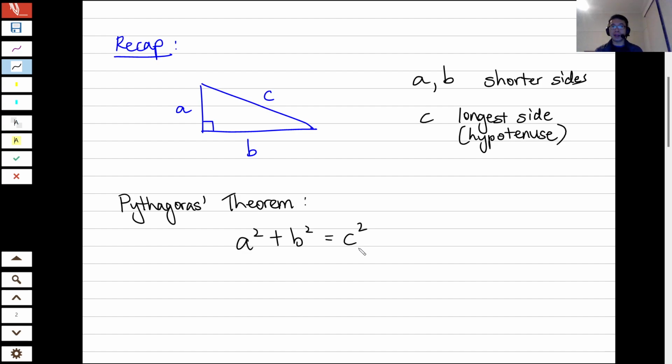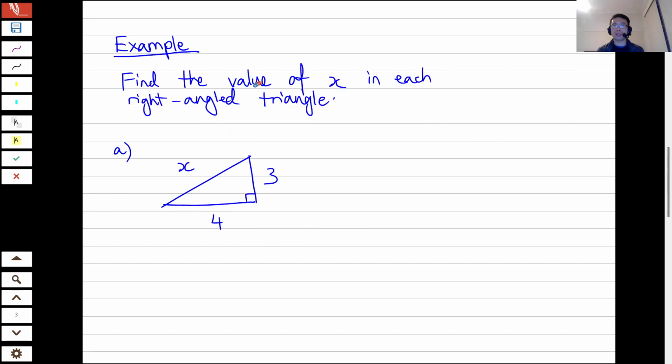So, now that we remember Pythagoras' theorem, we're ready to apply it to calculate C. That's what we're going to be doing today. Basically, I'm going to give you A and B as numbers, and I'm going to ask you to calculate the remaining number, which in this case will be C. So let's do some examples.